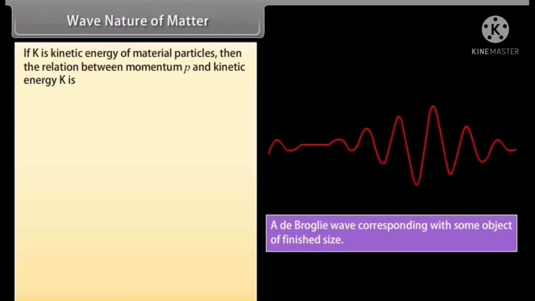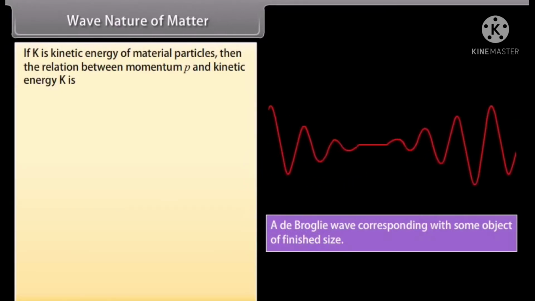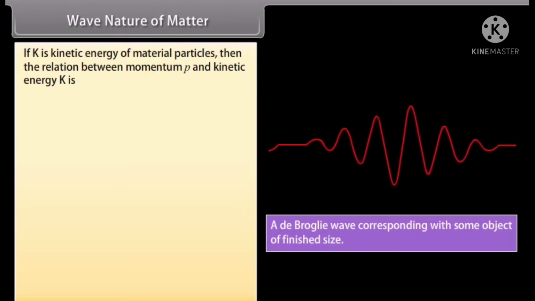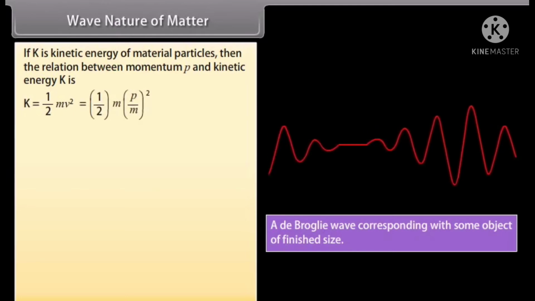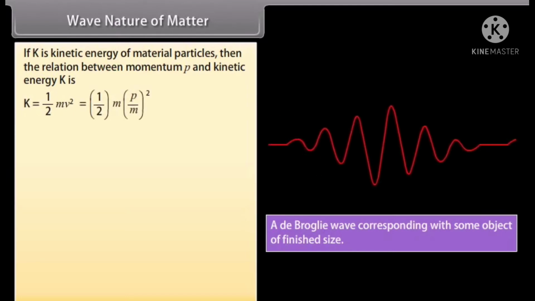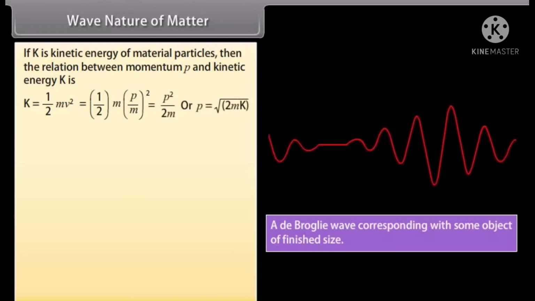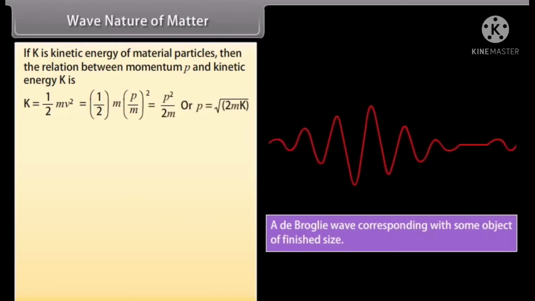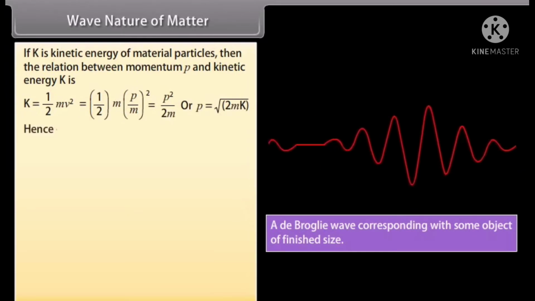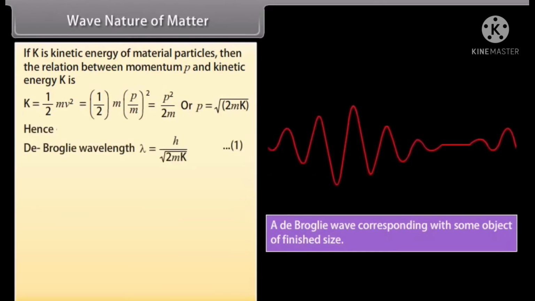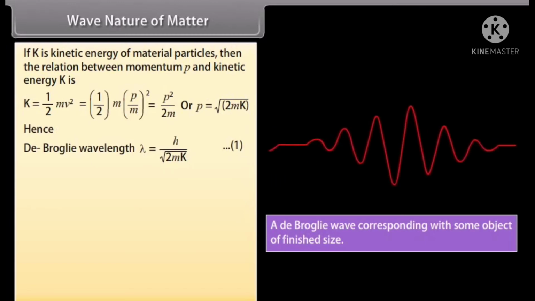If K is kinetic energy of material particles, then the relation between momentum p and kinetic energy K is K = 1/2 mv² = 1/2 m (p/m)² = p²/2m, or p = square root of 2mK. Hence, de Broglie wavelength lambda = h/square root of 2mK. Name it as 1.